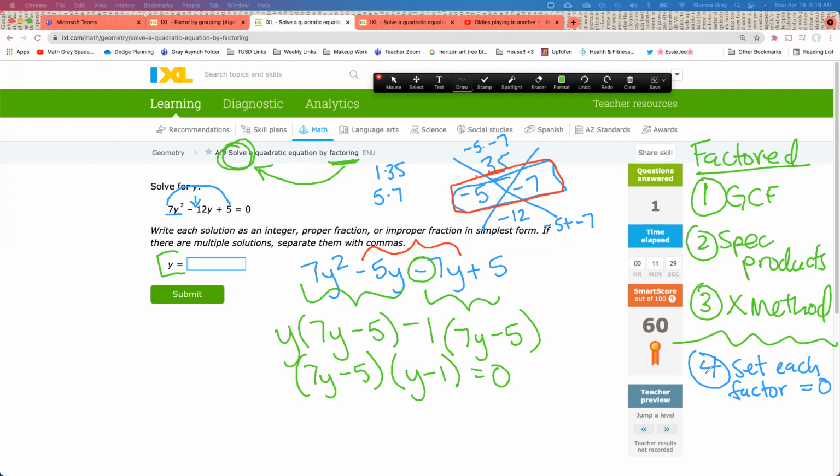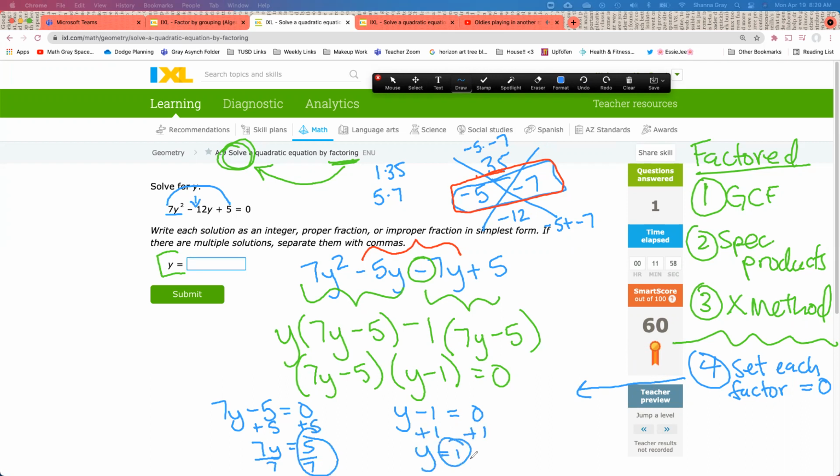And so now I have to do this last step. So now I'm going to come over here in blue and say, okay, set each factor equal to 0. 7y minus 5 equals 0, or y minus 1 equals 0. And so if I just solve these like linear equations, I have to add 5, right? So 7y equals 5 and then divide by 7. So this is one fraction. And then here I just need to add 1. So 5/7 and 1.